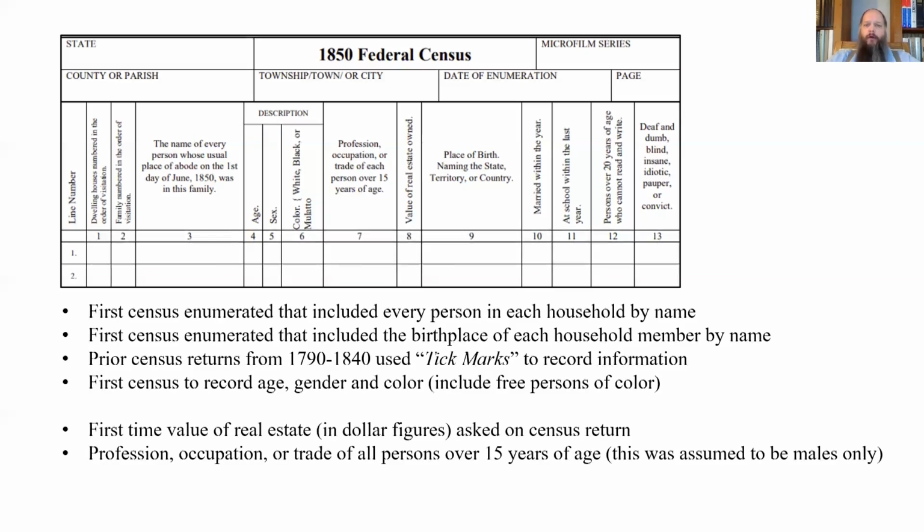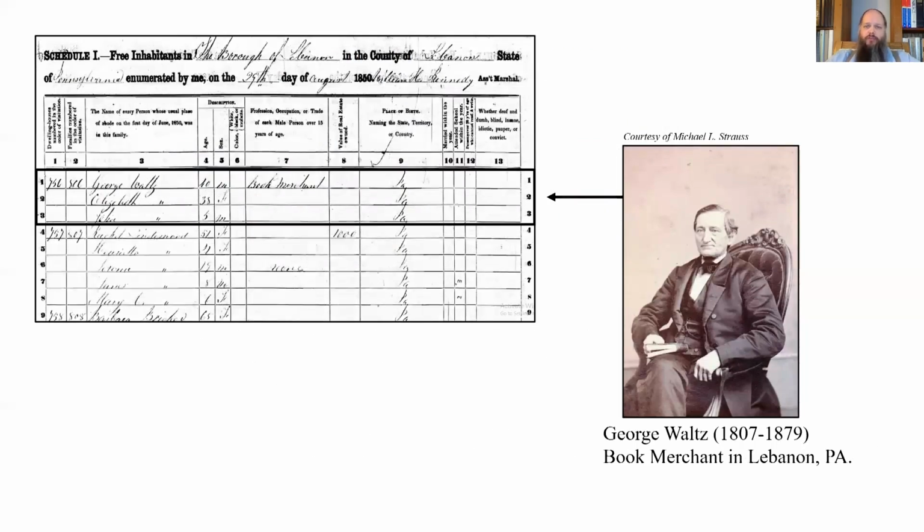I have an example from one of my own family members. This is George Waltz, who is my direct ancestor. He lived in Lebanon, Pennsylvania most of his life. He was a book merchant for a number of decades. And you can see him listed here with his family unit. He's listed with an Elizabeth Waltz. He's listed with a young child named John. I only can make the assumption, because I don't know the relationship, that this is his wife and their child. Their ages are listed, their places of birth are listed, his occupation is listed. I also know that he's a renter. He does not own his own property. These returns were pretty easy to read. They were pretty easy to decipher.